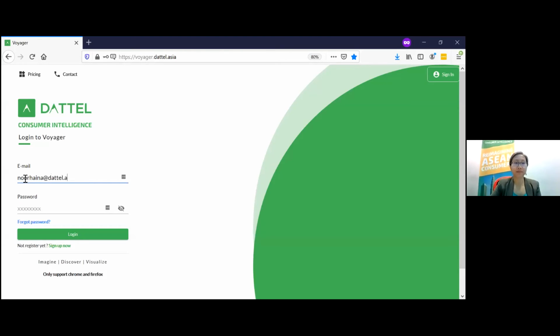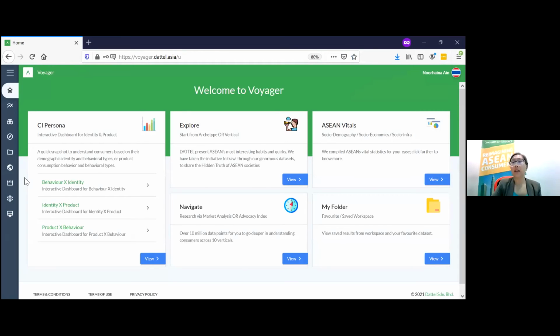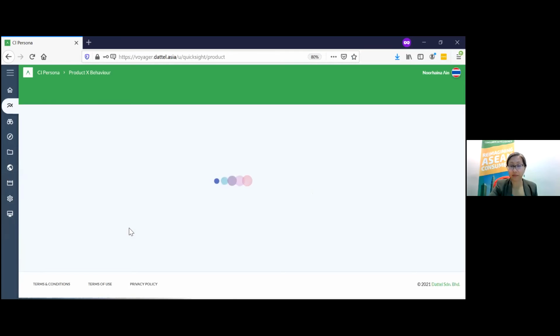Okay, so this is our platform Voyager, and I'm going to log in. For this purpose, I'm going to use Thailand data. But it's perfectly okay to look at it from any market; obviously, if you're a Malaysian user interested in the Malaysian market, you'll be looking at the Malaysian data. As you can see, this is the landing page, and you have the CI persona dashboards here. You can go with behavior and identity or product and behavior. In this case, because I know that this is a functional drink product and I want to compare it with several behavior archetypes, I'm going to choose product and behavior.